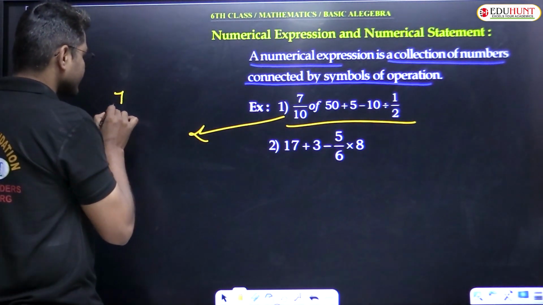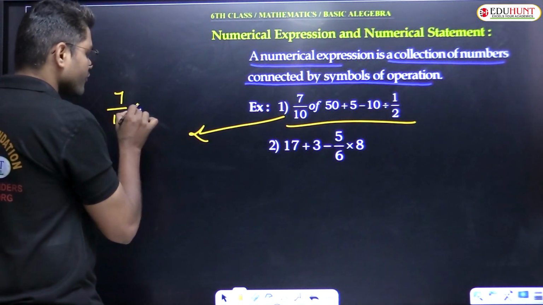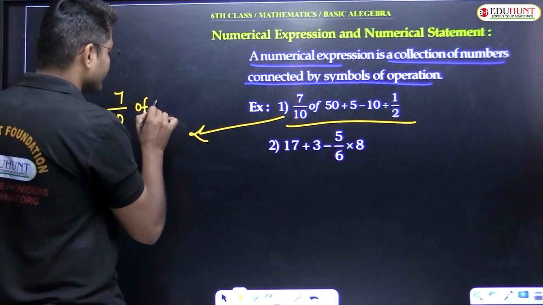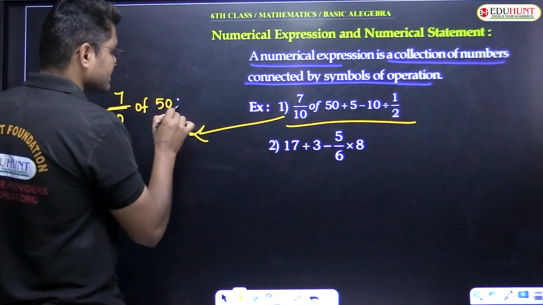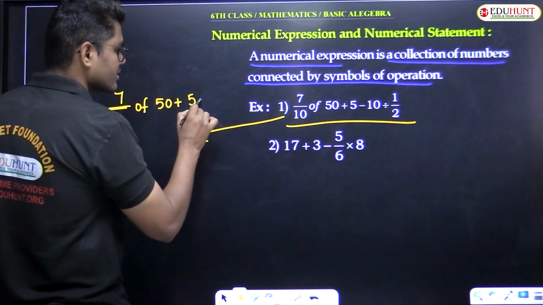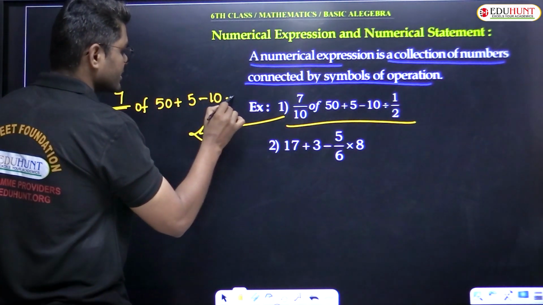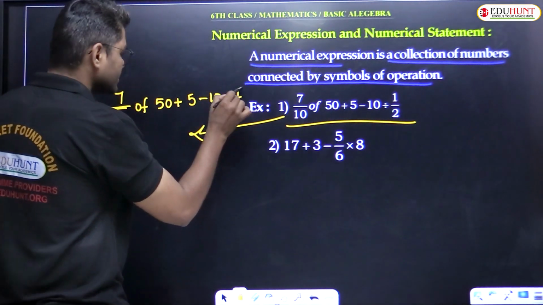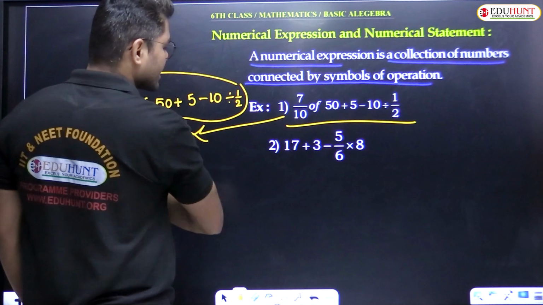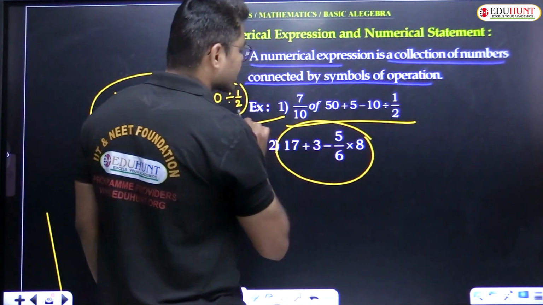In this numerical expression, 7 by 10 of 50 plus 5 minus 10 divided by 1 by 2, this is one numerical expression. This is another numerical expression.